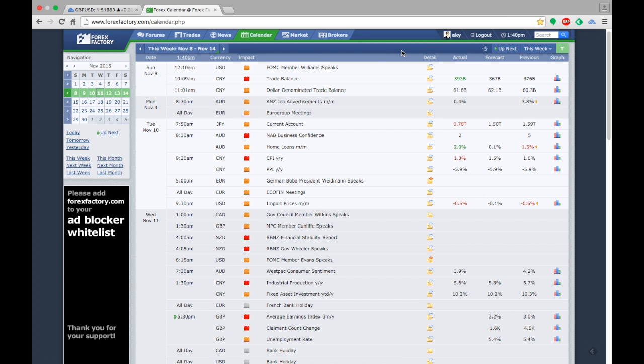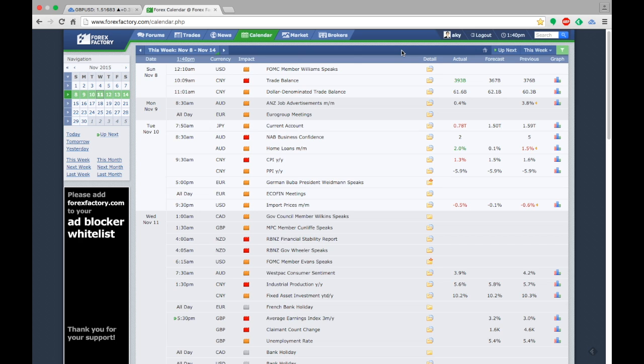The first thing I'd like to walk you through is that I use this Forex Factory calendar function pretty much, and I feel that it's more than sufficient to give you the data required to plan your trade. So let's take a look at this week, which is basically the 8th November to the 14th November.